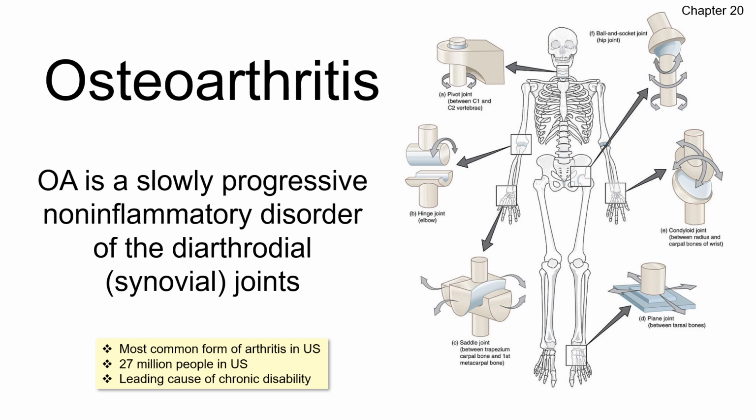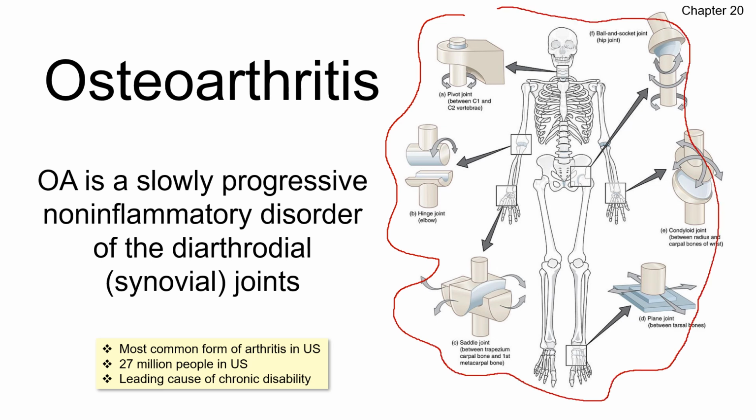So what are those synovial joints? If you look here in this picture, these are all the different types of synovial joints we have. They are the mobile joints, the joints that allow us to move. So our vertebrae, our wrist, our elbow, our shoulder, our hip, our knees, our ankle, those are all synovial joints.